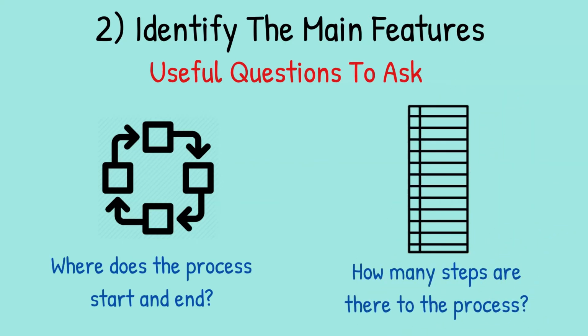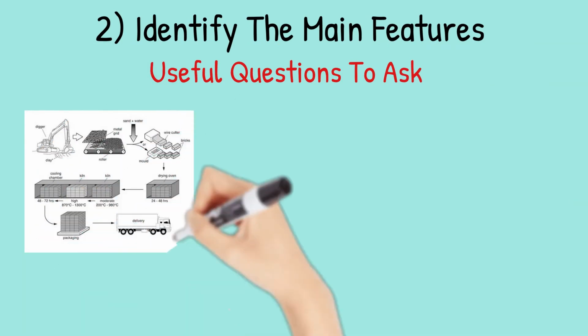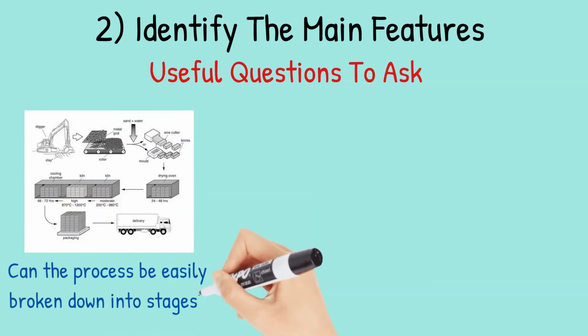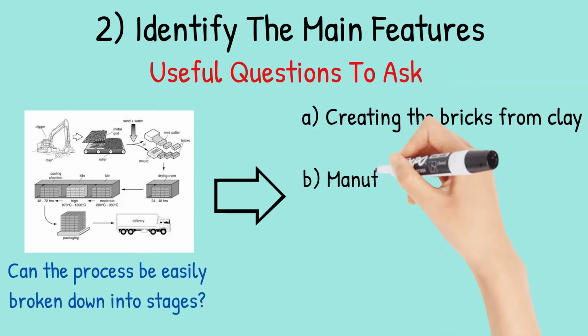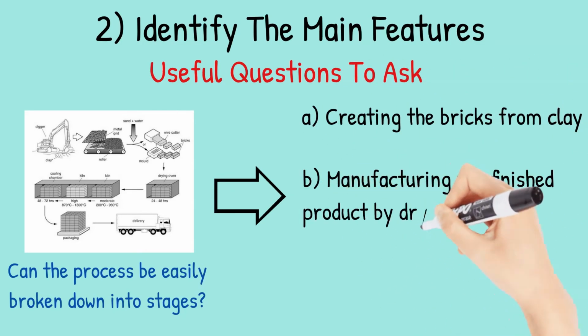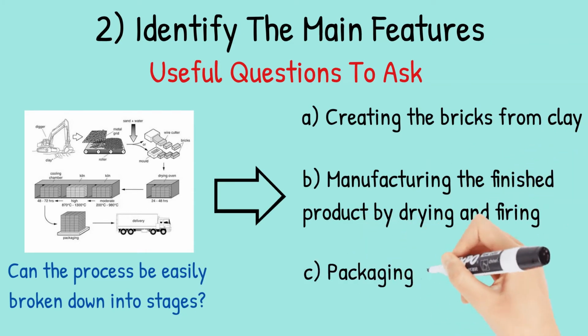If there is a lot, it can be helpful to number them from 1 to whatever number the final stage is. Next question, can the process be easily broken down into stages? In the brick making graphic, for example, there are 3 stages. Creating the bricks from clay, manufacturing the finished product by drying and firing, and packaging and delivery. In the life cycle graphic above, there are also 3 distinct stages as the frog passes through different stages of development: egg, juvenile, adult.